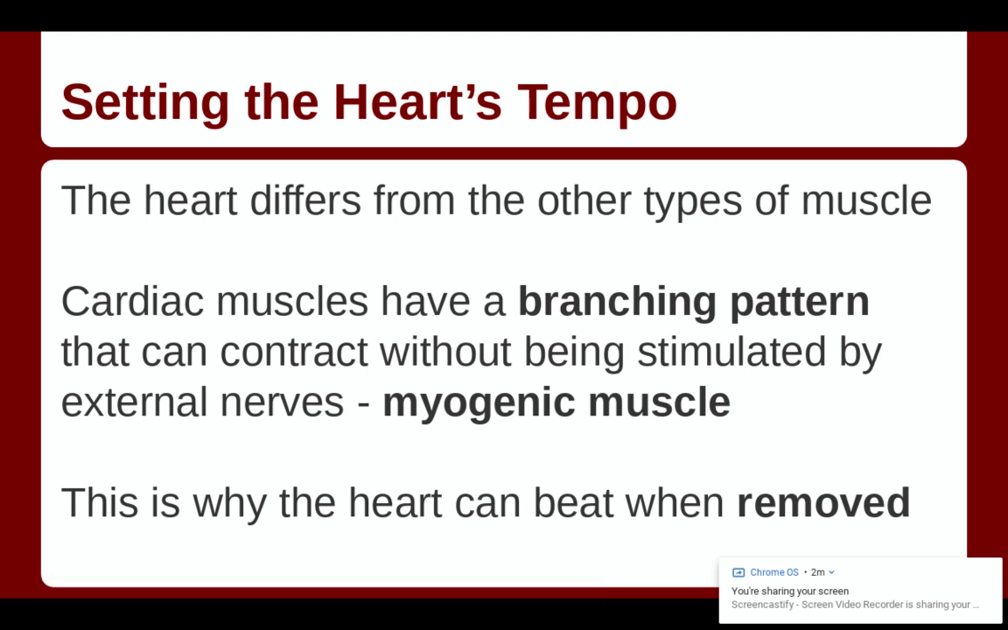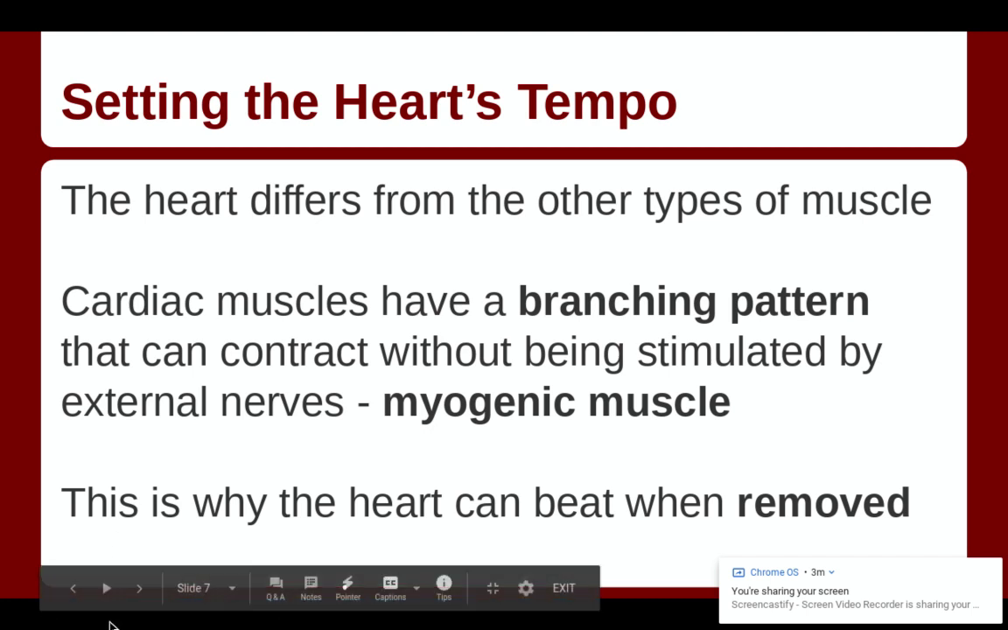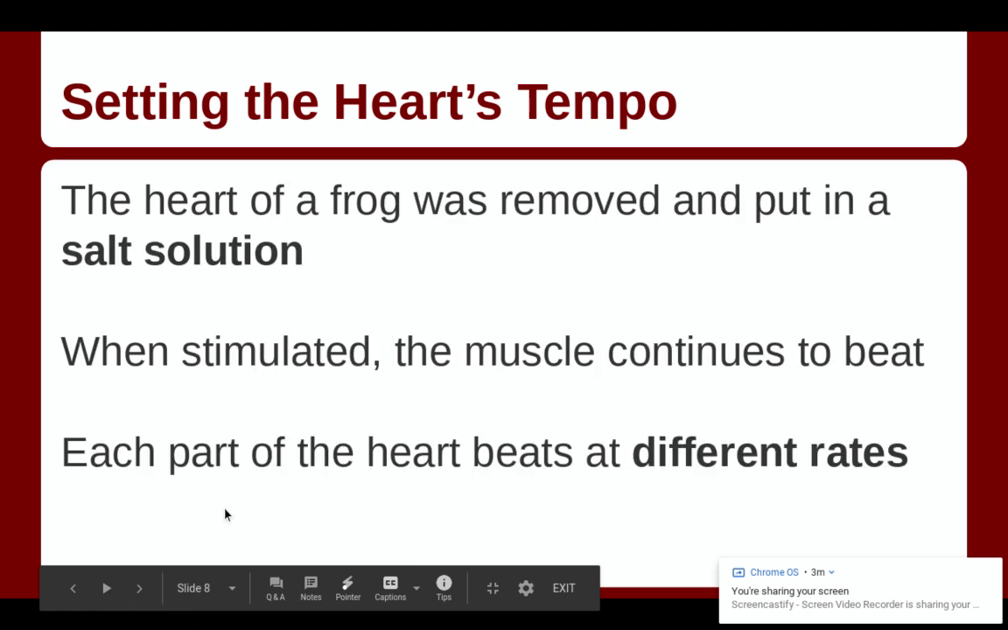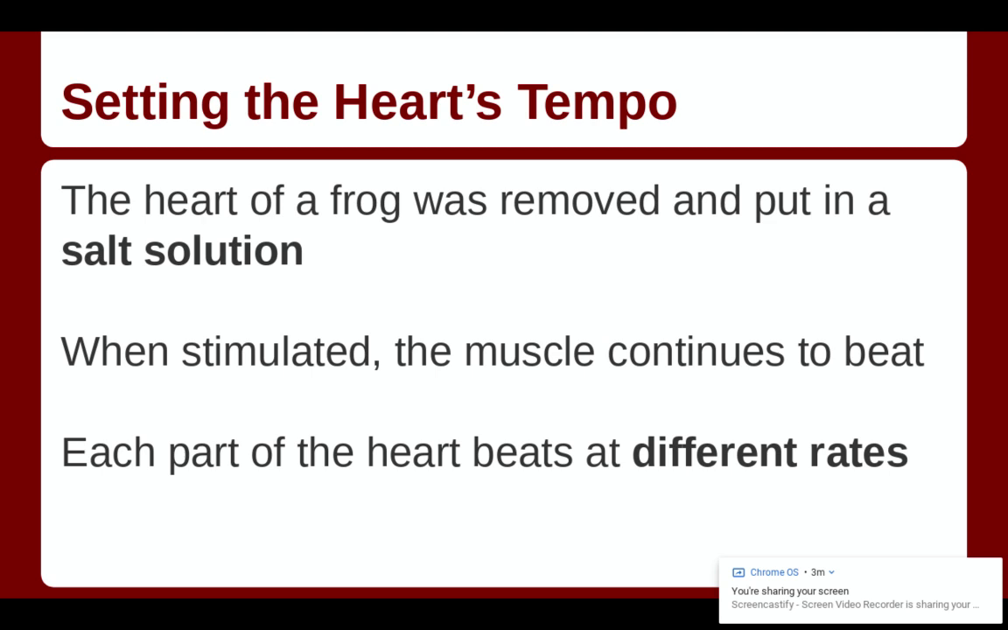And then the heart really differs from other types of muscles. The cardiac muscles have a branching pattern that can contract without being stimulated by external nerves, so they are myogenic muscles. This is why the heart can beat even when it's removed from the body. The heart of a frog was removed and put into a salt solution. When stimulated, the muscle continued to beat.